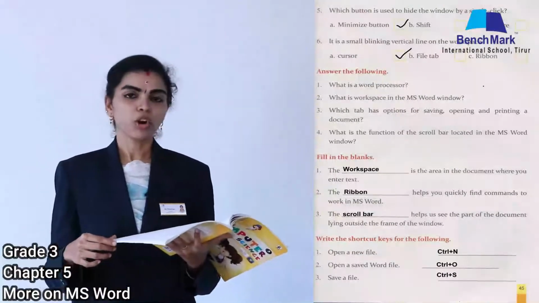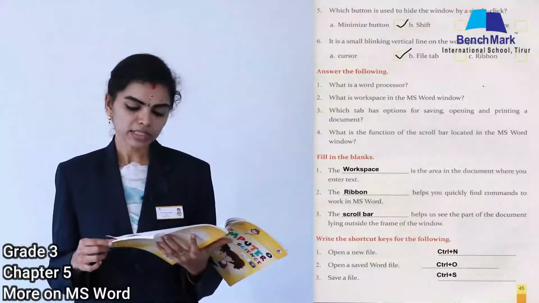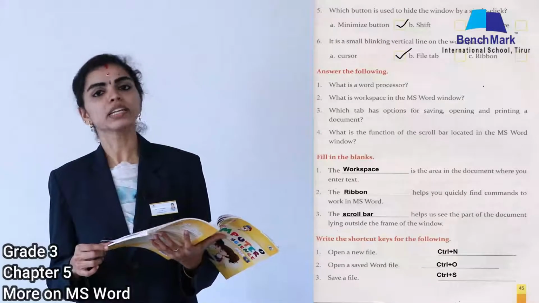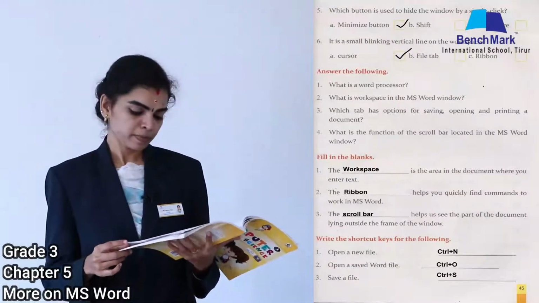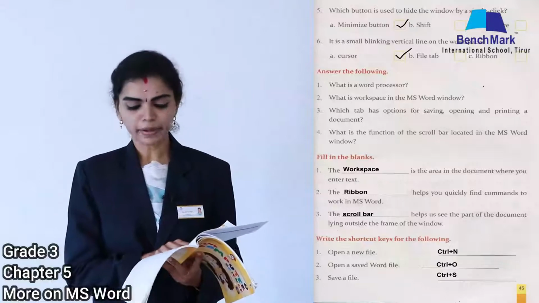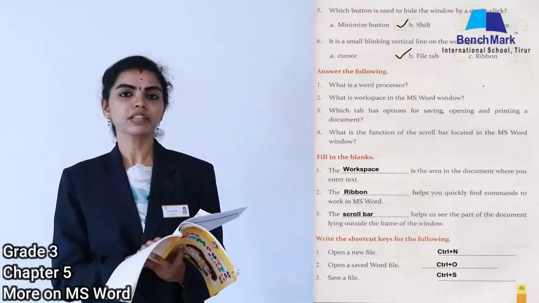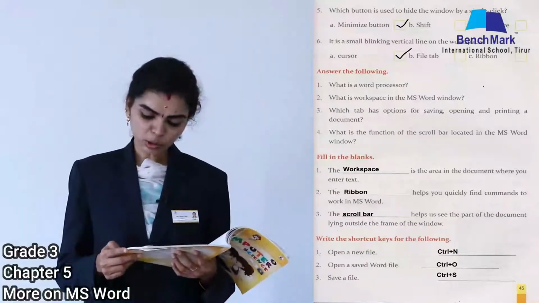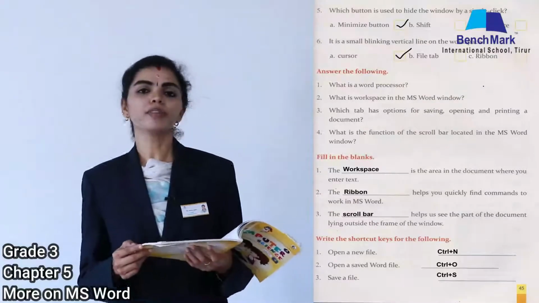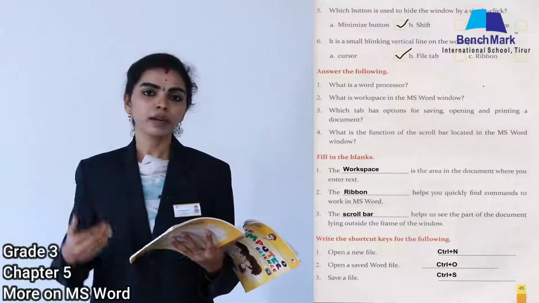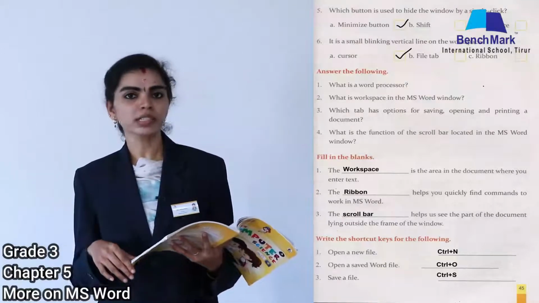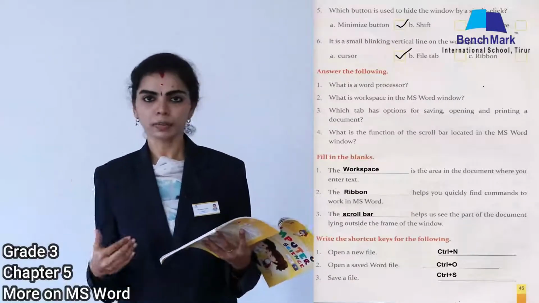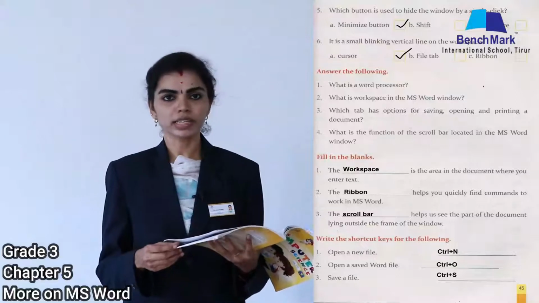Okay. Next we will move on to the next exercise, fill in the blanks. Dash is the area in the document where you enter text. So in which portion do we enter text? In our workspace we enter text. The dash helps you to quickly find the command to work in MS Word. So a ribbon is used to quickly find the command that we work with in MS Word. Okay. The dash helps us to see the part of the document lying outside the frame of the window. So what helps us to see the other part of the document that is lying outside? That is our scroll bar. Okay. So by scrolling it up or scrolling it down, we can view the other part of the document. Okay. So scroll bar is the answer.